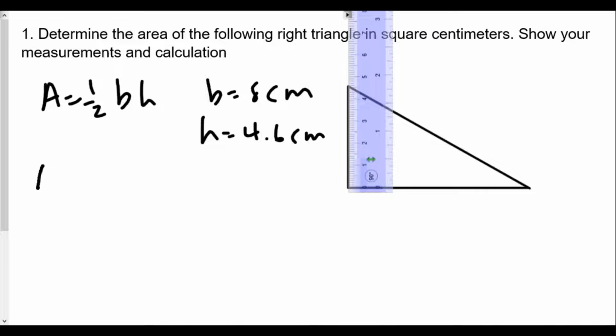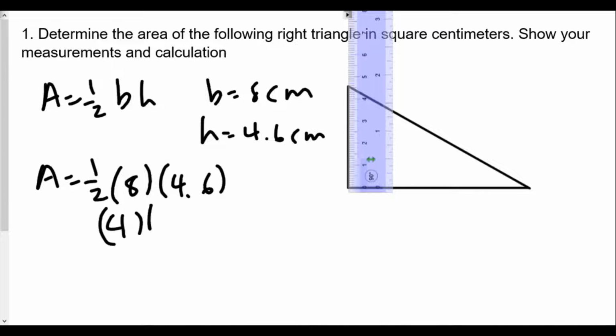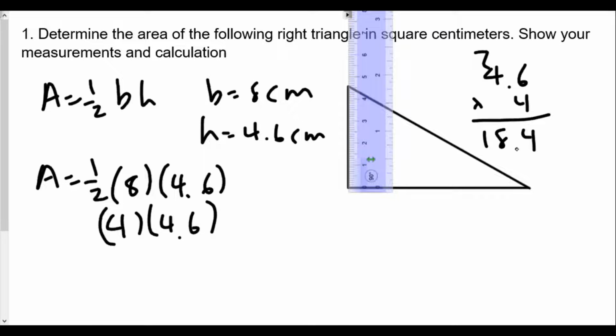We're going to take area to be 1/2 times 8 times 4.6. Half of 8 is 4, so 4 times 4.6. Let's see now: 4 times 6 is 24, 4 times 4 is 16, add the 2, 18. So our area is going to be 18.4 centimeters squared.